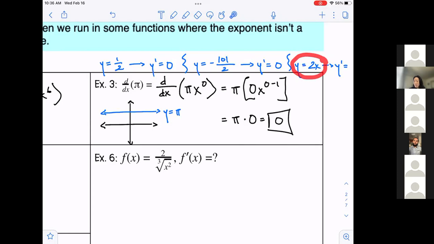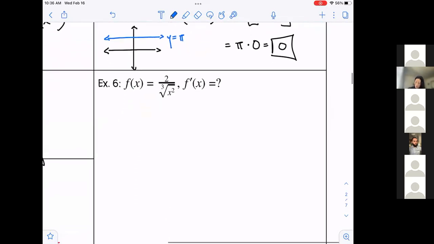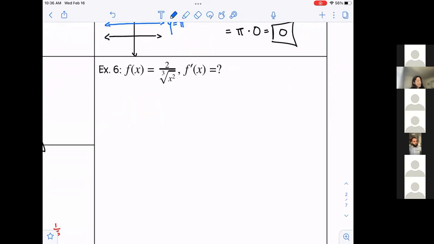Think back to your middle school, high school days, and someone was like, graph that y equals 2x, and you got a line. Slope of that line is 2. Derivative is going to be 2. Just something to think about. But let's take a look at example 6. Then we'll take a break and then come back and talk a little bit more about those special cases.